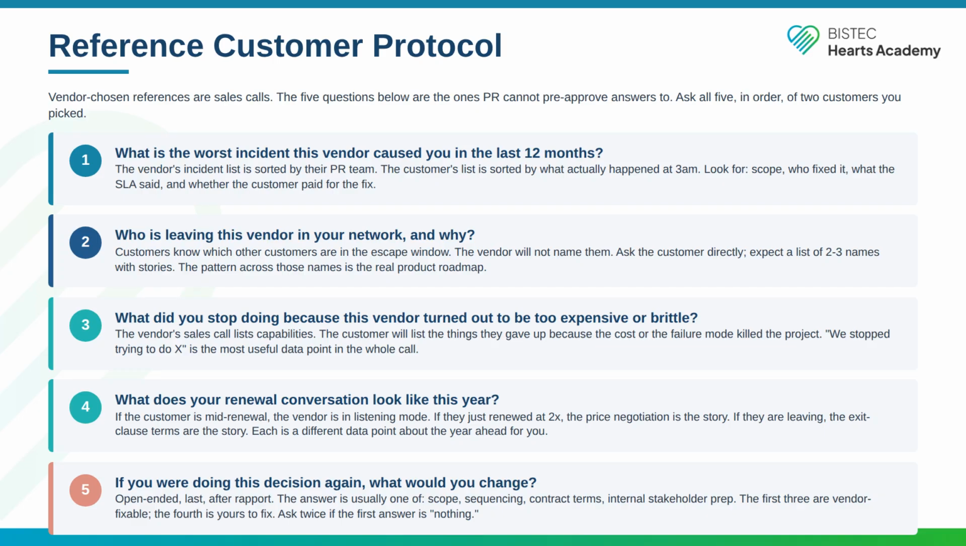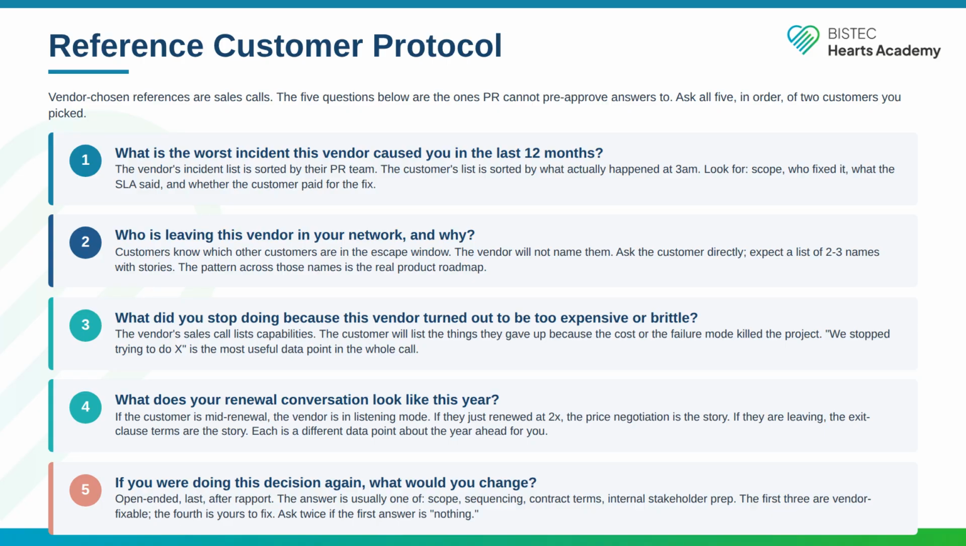Question 2. Who is leaving this vendor in your network, and why? Customers know which other customers are in the escape window. The vendor will not name them. Ask the customer directly. Expect a list of 2 to 3 names with stories. The pattern across those names is the real product roadmap.